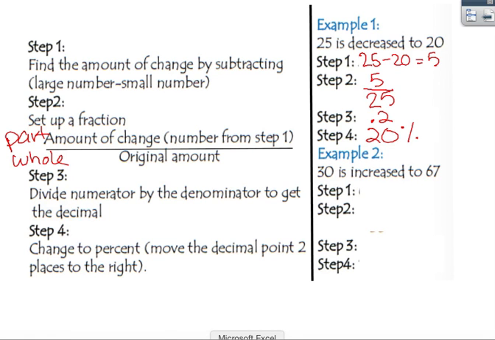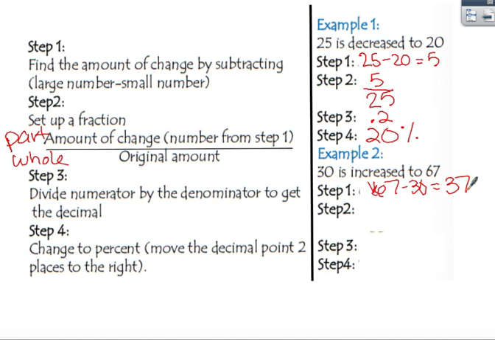So 30 is increased to 67. Step 1 is to subtract. We have to find the amount of change. So 67 minus 30 equals 37. So our amount of change is 37.